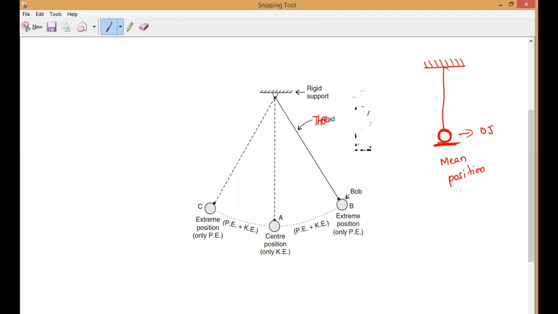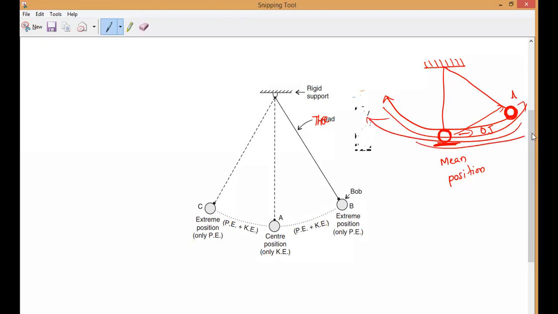You can stretch this, take the thread upside, and keep the bob here. Let me imagine this is the position of the bob, A, or else this side. Now, from this position, you release it. What is happening, guys? Like our swing, it will go forward, then go backwards, again forward, again backward.